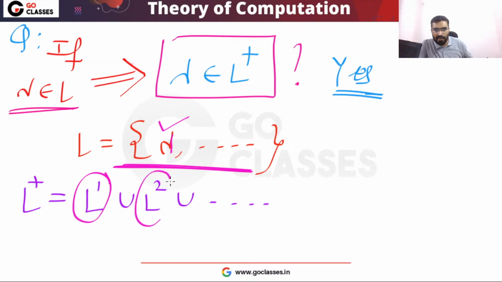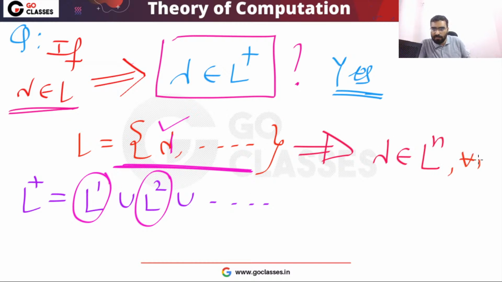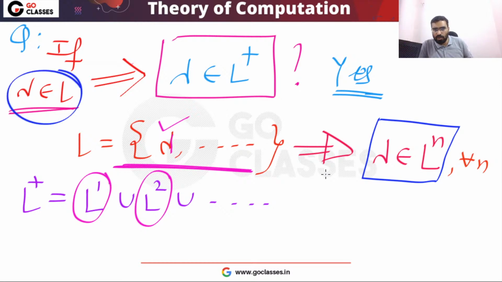If L has the empty string, then the empty string will belong to L power n, for all n. Correct? If your language contains the empty string, then the empty string will belong to L power n for all n. Whatever n you take, it will always happen. So the empty string will belong here, and here also.